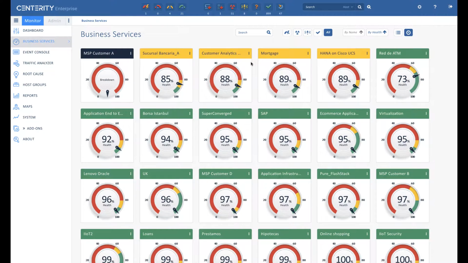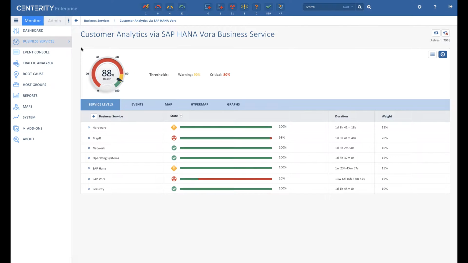So let's go into one of our business services. Once we click in, we can see that this is the Customer Analytics via SAP HANA Vora business service. Looking here in the service levels, we can see that the business service is comprised of security, network, MapR, operating systems, SAP HANA, and so on.